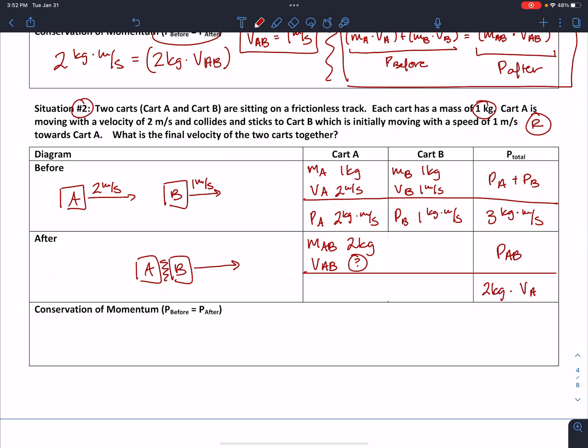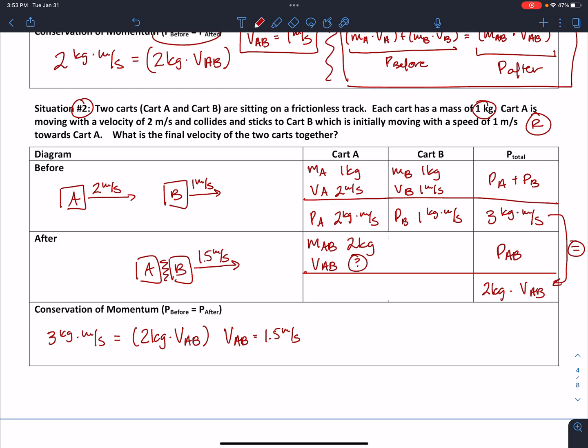Which is going to be 2 kilograms times our velocity. Because the before has to equal the after, our 3 kilograms times meters per second, which is our initial or before momentum, has to be equal to 2 kilograms times that unknown velocity of AB. If we solve everything, V of AB is going to be equal to 1.5 meters per second. So once they collide, they'll be moving together in the same direction at 1.5 meters per second. So a little bit faster than B was going, but a little bit slower than A.